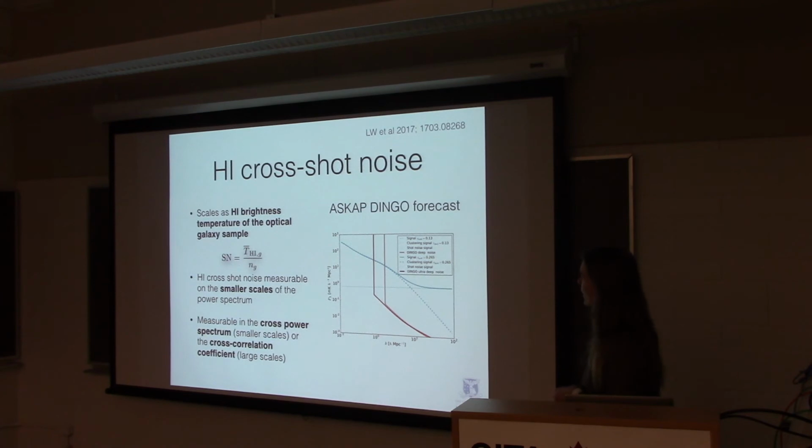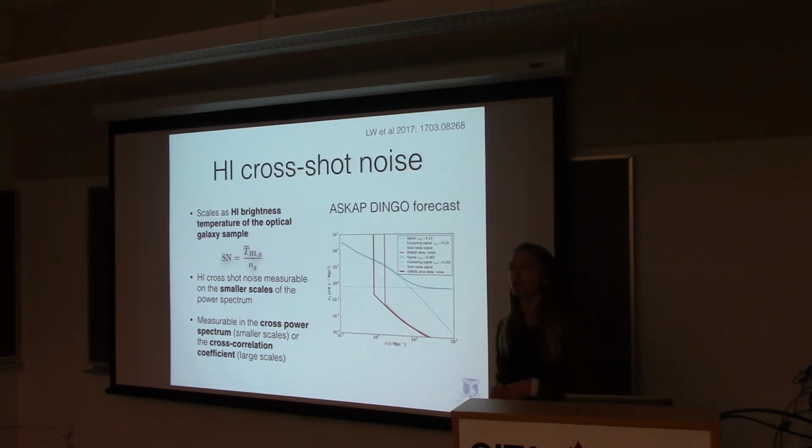This is a forecast for ASKAP Dingo that we have done. Because of the way the telescopes are distributed, ASKAP is just sensitive to the relatively small scales of the power spectrum, which at first glance makes you think it's maybe not so great for intensity mapping. But if you think of measuring shot noise, that's a great choice, especially because it overlaps with the fields that are going to be observed with ASKAP Dingo.